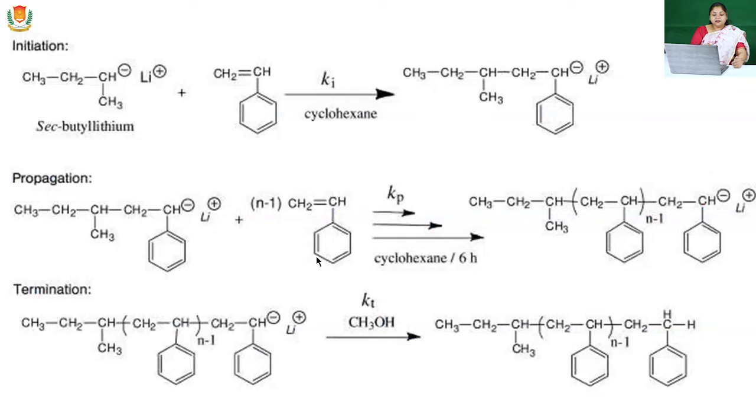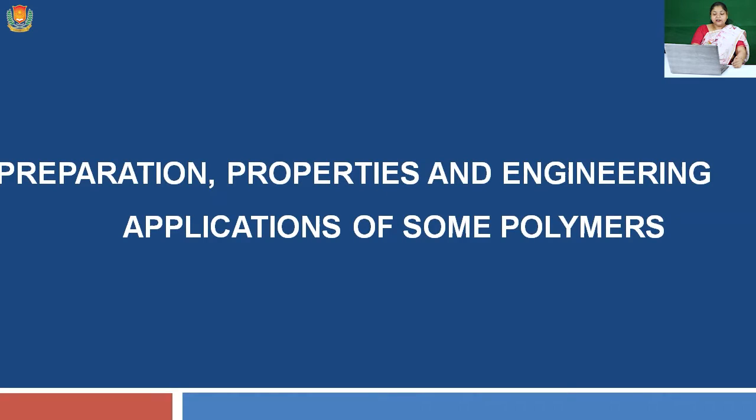Now, this is the mechanism with an example. In the initiation step, secondary butyl lithium reacts with styrene to form a carbanion. This carbanion reacts with another styrene molecule to form a small dimer or trimer chain, which is finally terminated and generates a polystyrene molecule. This is the anionic polymerization reaction.